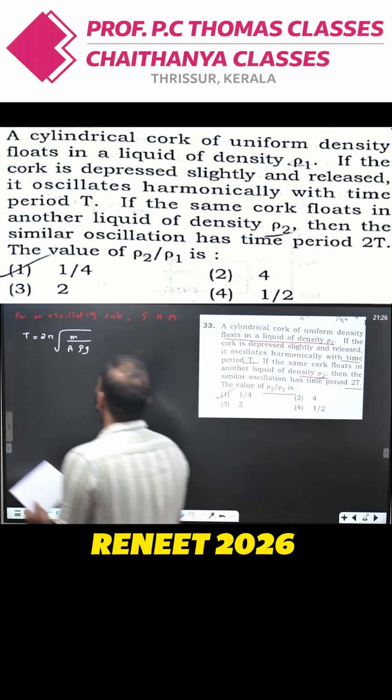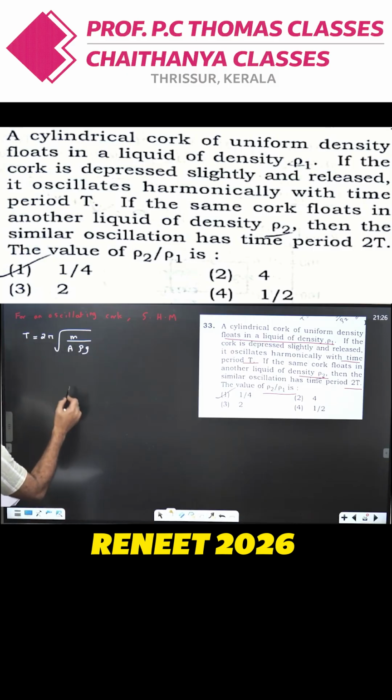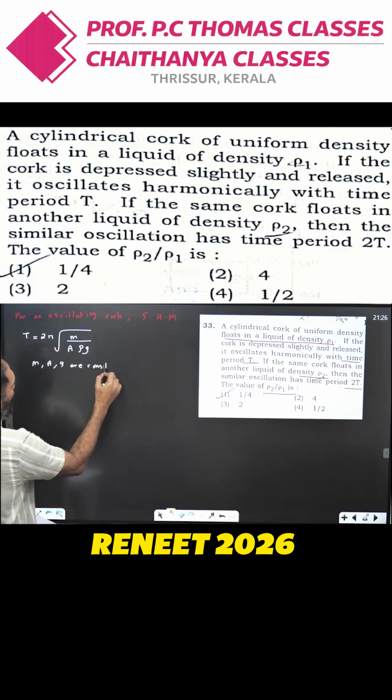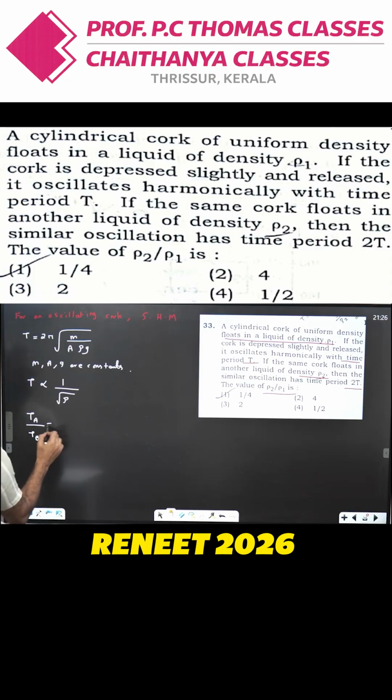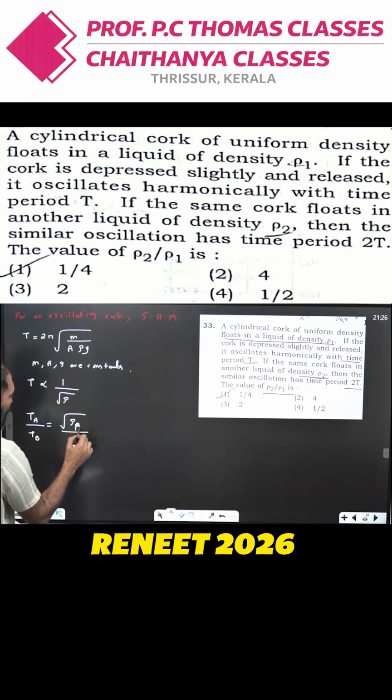That means time period is what? Here m, A, g are constants. So time period is directly proportional to 1 by root ρ. So TA by TB is equal to what? Root ρB by root ρA, it is inversely proportional, right? ρA.